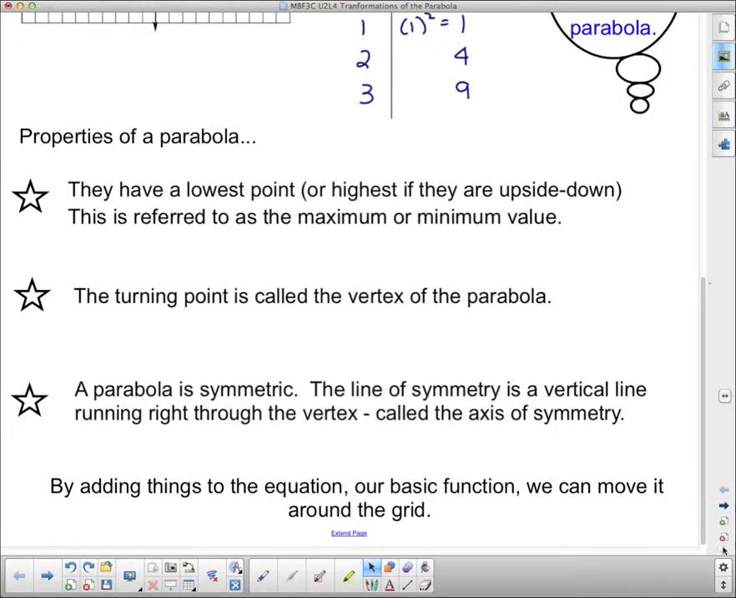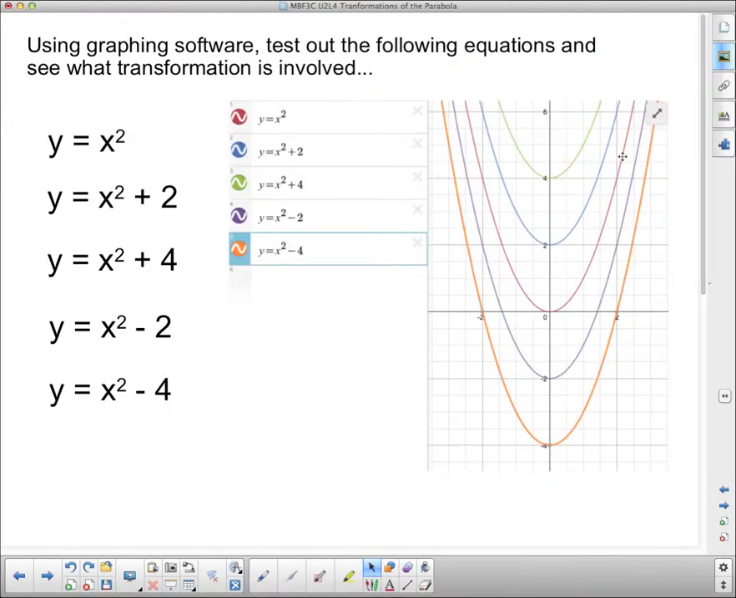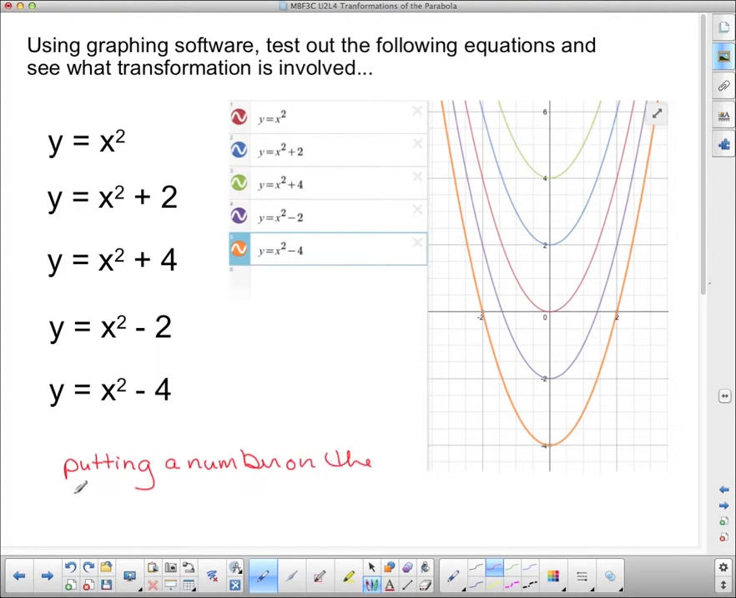So I'm just going to move over in here and say, and you've got this little thing, it's got all of them on there. You may not have them in color if you printed it in black and white, but here's what happened. Putting a number on the end moves it up and down.